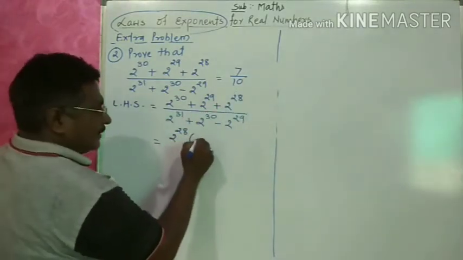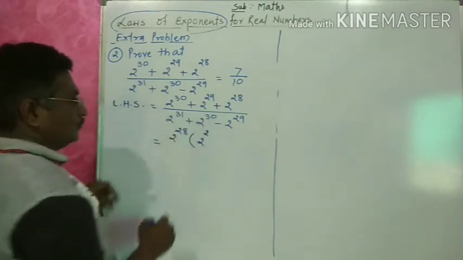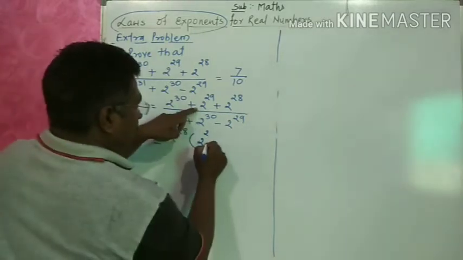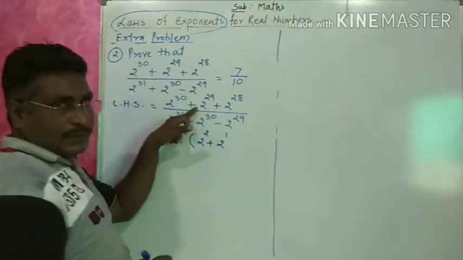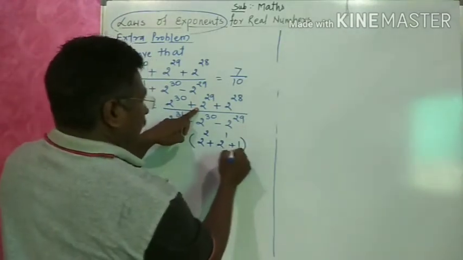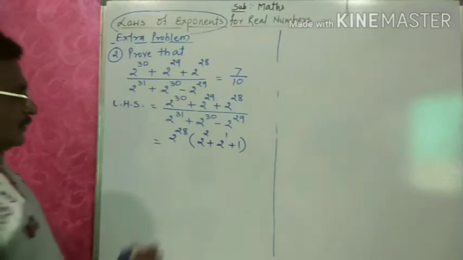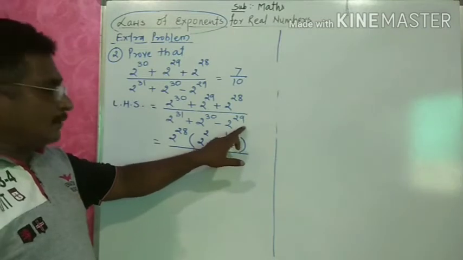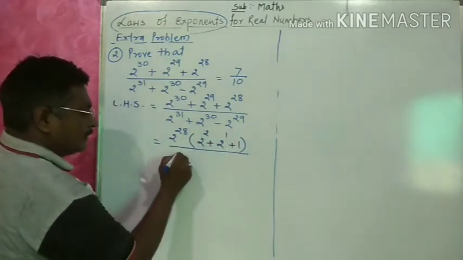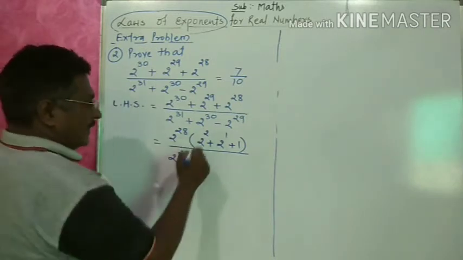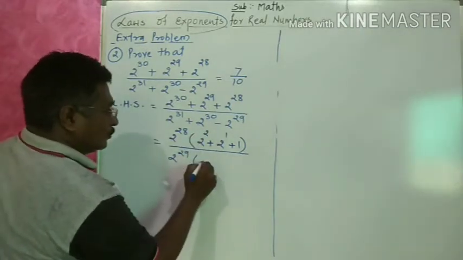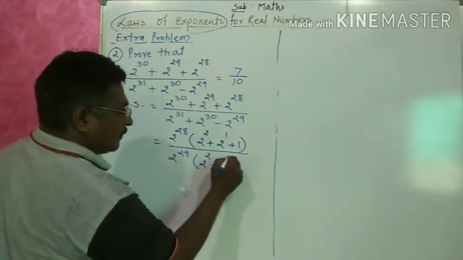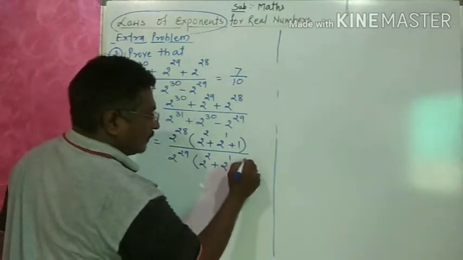So what is left here? 2 raised to the power 2, since 30 minus 28 is 2, plus 2 raised to the power 1, plus 1. Now in the denominator it is the same: take the smallest power out as common. The smallest power is 2 raised to the power 29. So we get 2 raised to the power 2 plus 2 raised to the power 1 minus 1.